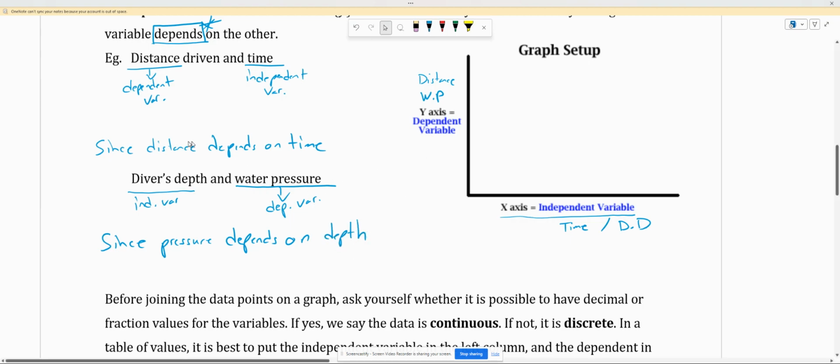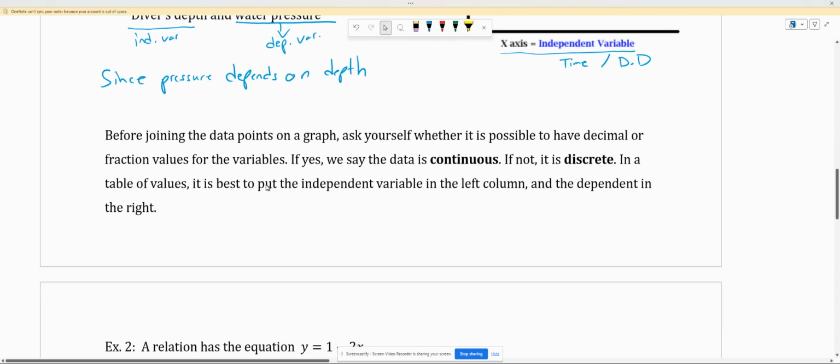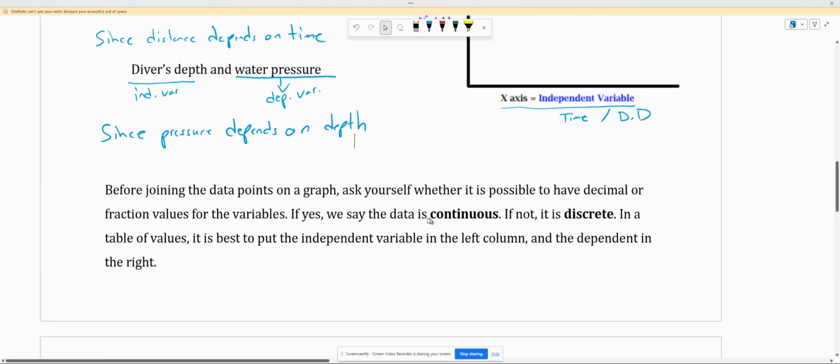Okay, so those are our two statements there. And before joining data points on a graph, you have to ask yourself whether it's possible to have decimal or fraction values for the variables. We're going to see two examples of this, one where we do connect them and one where we don't.